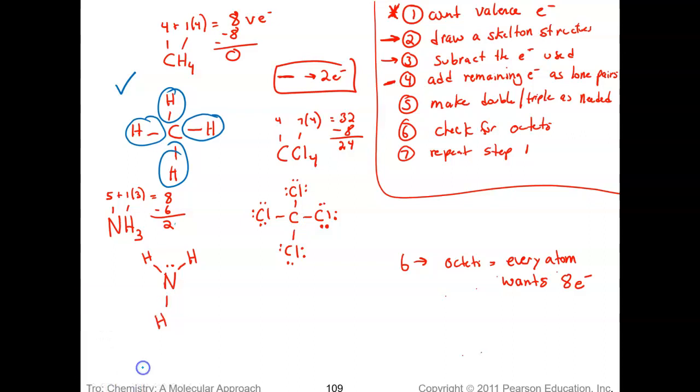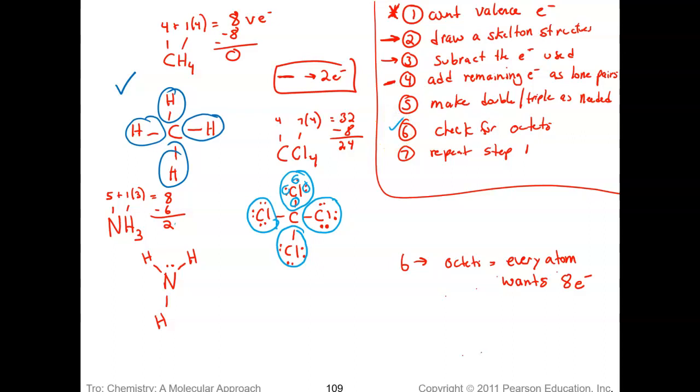Let's look at our chlorines. This chlorine has 2, 4, 6, 8, right? Because this chlorine believes it's all theirs. This chlorine has 8. This chlorine has 8, and this chlorine has 8. All right, we're good. Octets are checked.